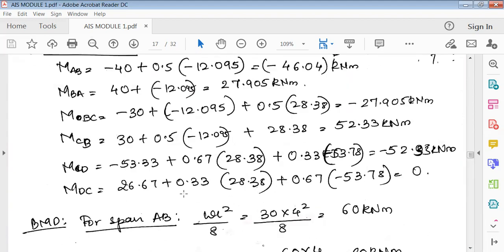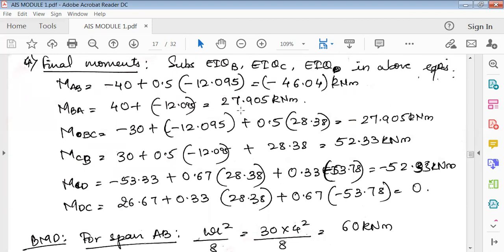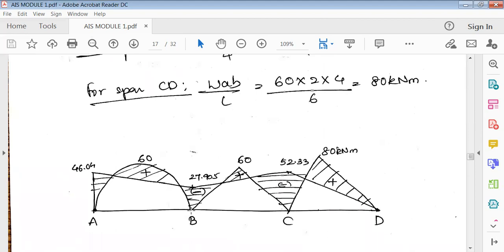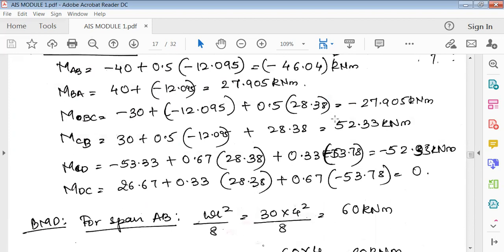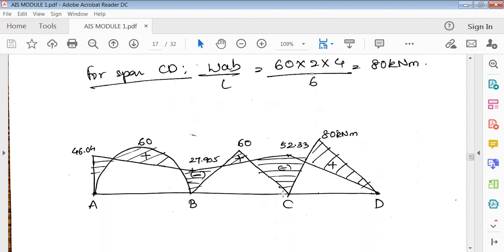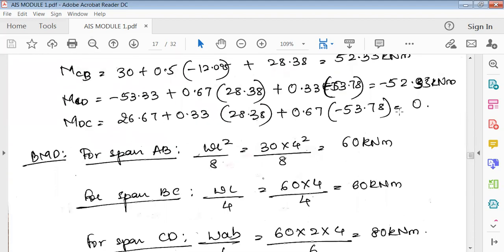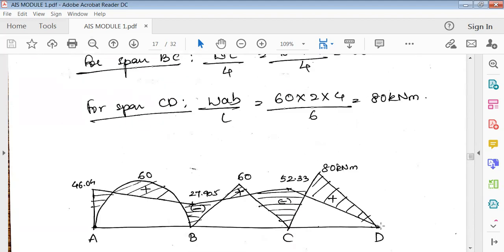Then at B, it is plus 27 also, minus 27 also. So I'm going to show it here only. Exactly on B, the magnitude is the same, 27.90. Next, similarly at C, it is 52. Both are the same, 52.33. So above C, I'm going to show it as 52.33, on the minus side like this. And finally at D, it is 0. So at D, I'll just point it out like this.